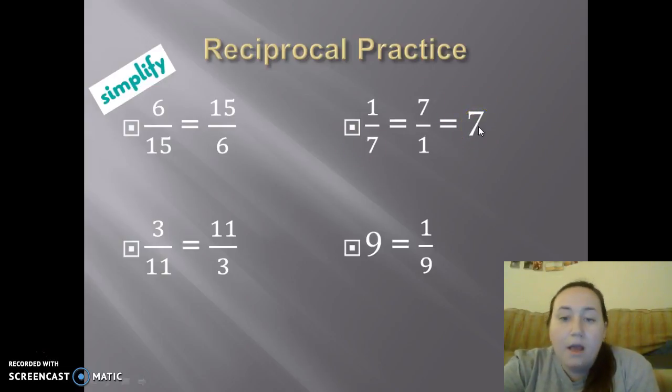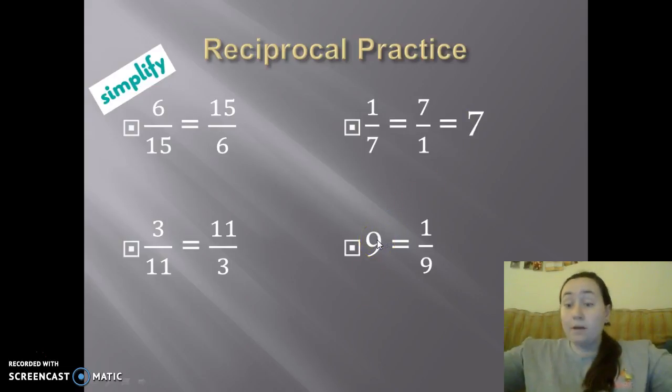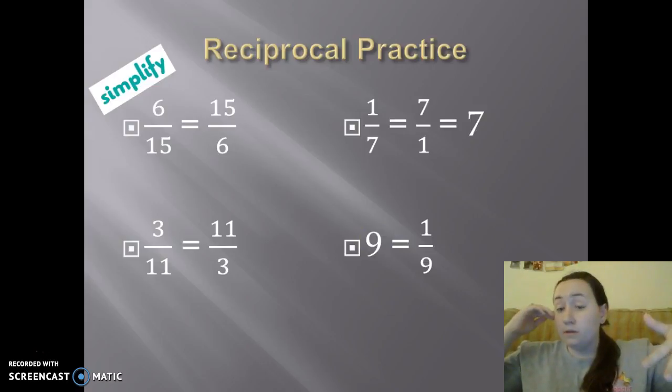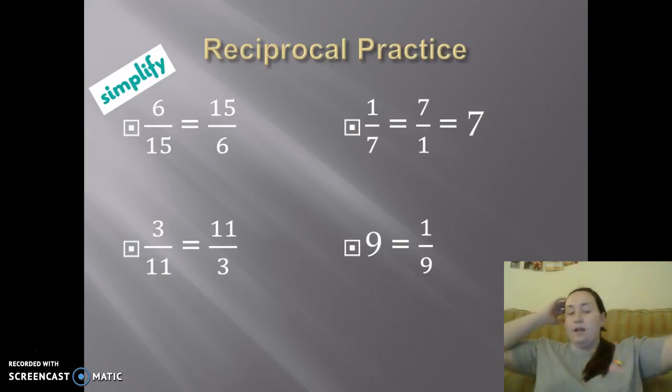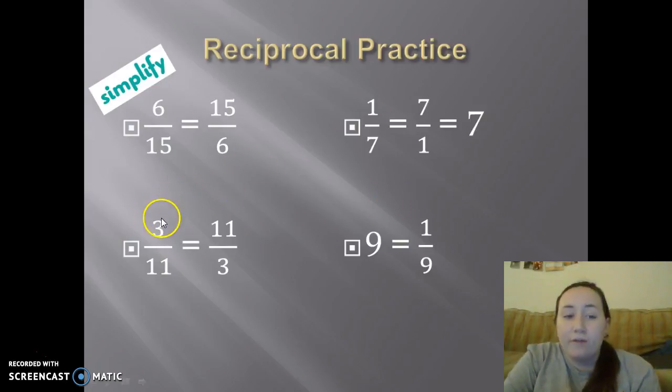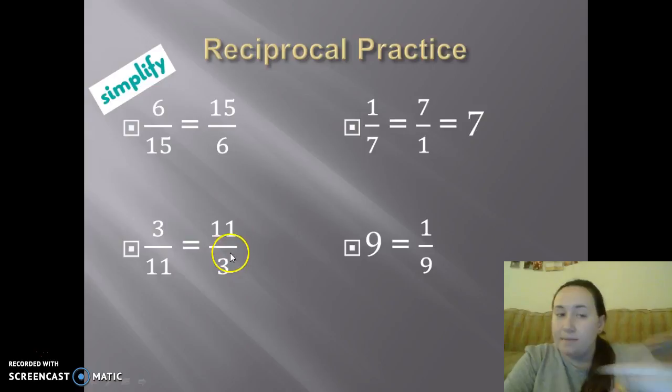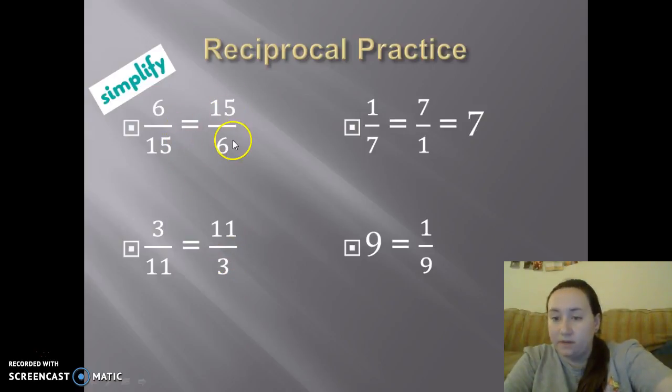Okay, let's do another one. How about 9? Once again, any whole number is just that number over 1. So it's 9 over 1, which becomes 1 over 9. So the reciprocal of 9 is 1 over 9. Let's do one more. How about 3 over 11? The 11 goes on top, the 3 goes on the bottom. We now have 11/3. Same thing for 6 over 15, becomes 15 over 6.